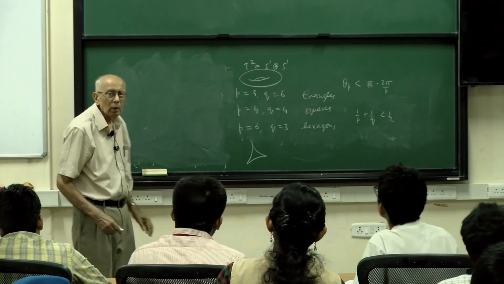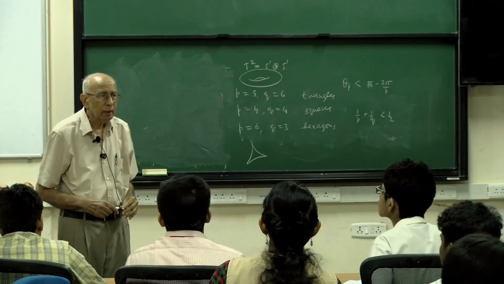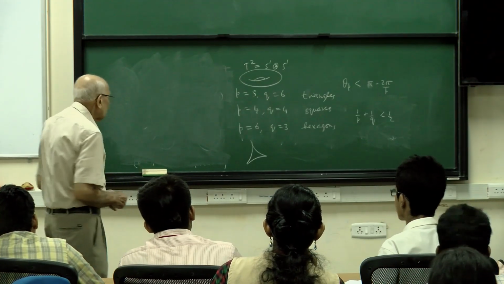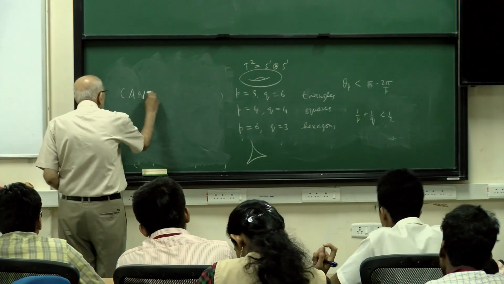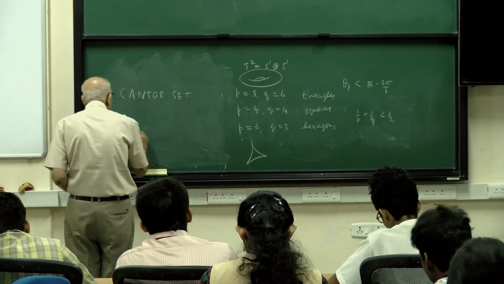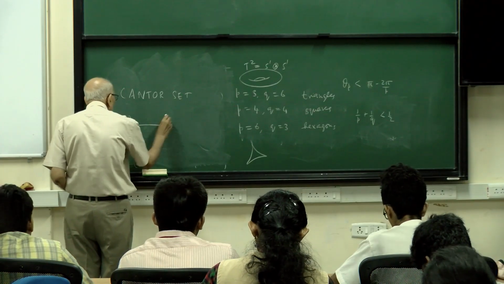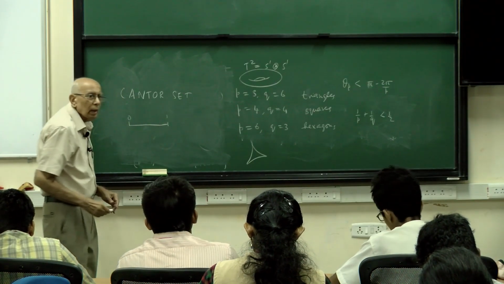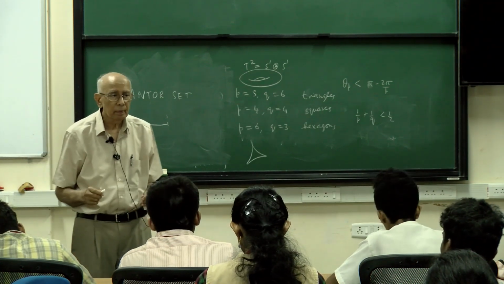Okay. This is called the Cantor middle third set. Have you heard of this? The Cantor set, the Cantor middle third set. So you take a line segment between 0 and 1, including the points 0 and 1.